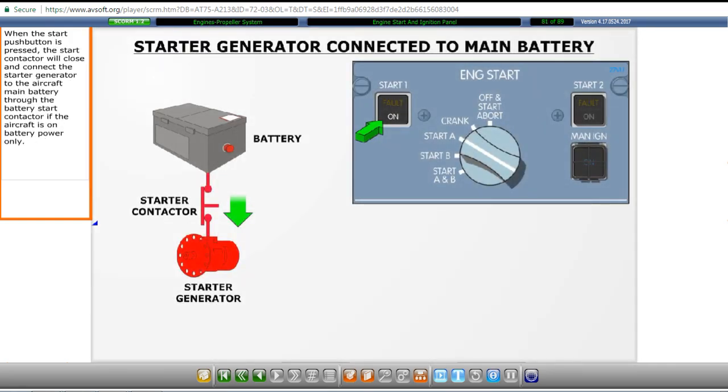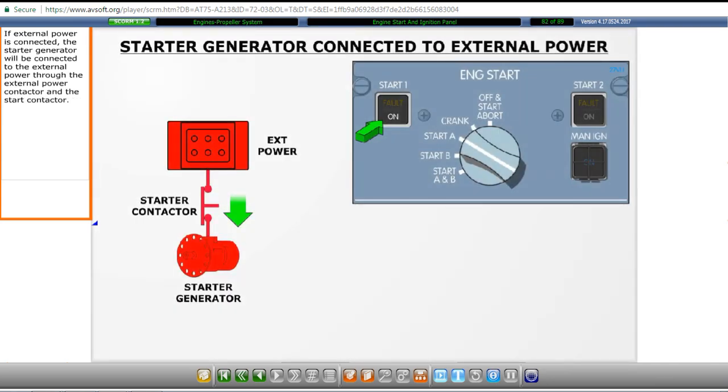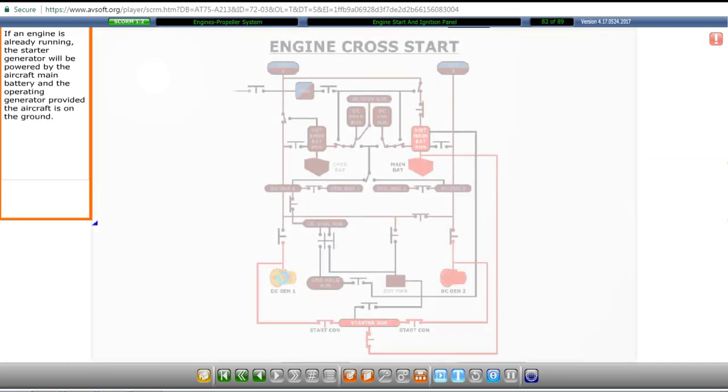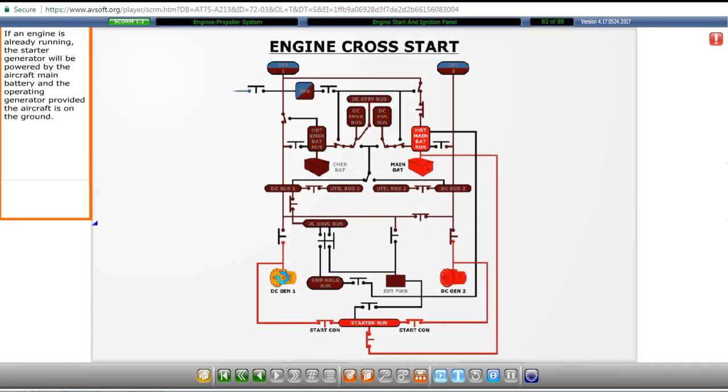When the start push button is pressed, the start contactor will close and connect the starter generator to the aircraft main battery through the battery start contactor if the aircraft is on battery power only. If external power is connected, the starter generator will be connected to the external power through the external power contactor and the start contactor. If an engine is already running, the starter generator will be powered by the aircraft main battery and the operating generator, provided the aircraft is on the ground.